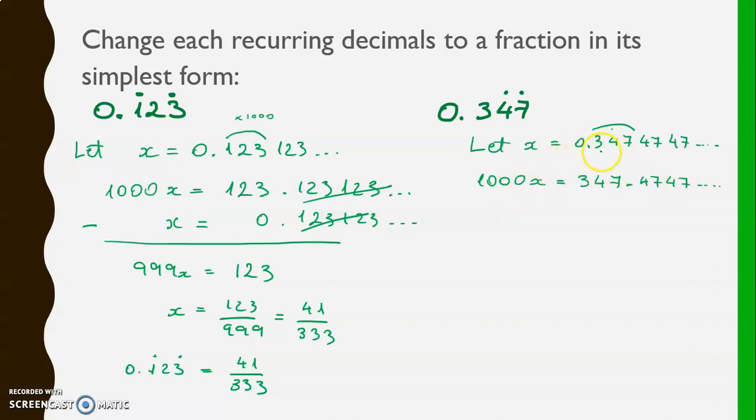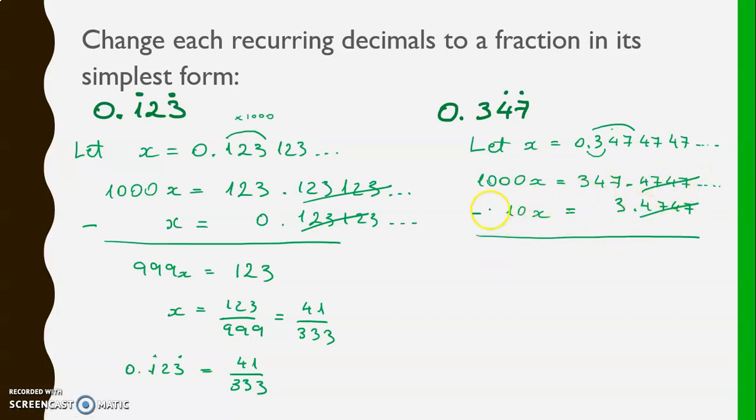Now, if we subtract x, can we subtract x? Well, we could, but if we subtract x we won't get rid of all the decimals. We will still have a decimal number. So we should really multiply x by 10. And if we multiply it by 10, you will see that we end up with 3.4747. And now, if we subtract, then these decimals will disappear.